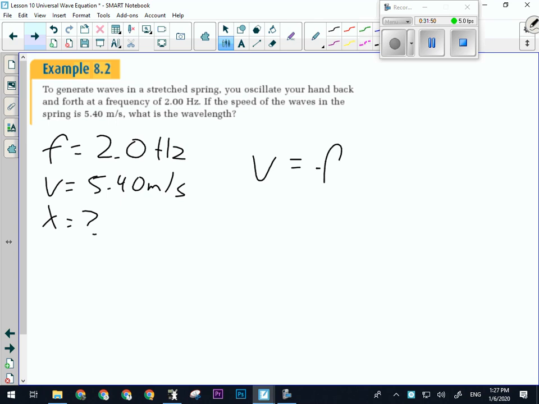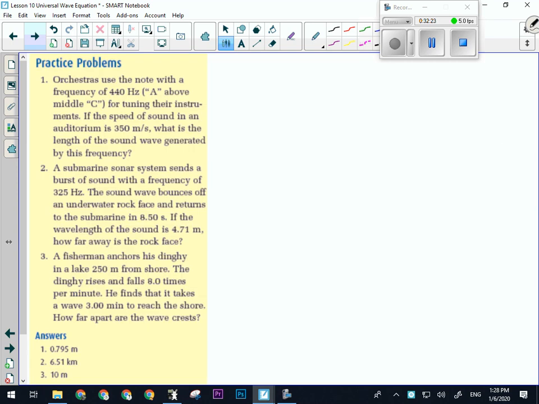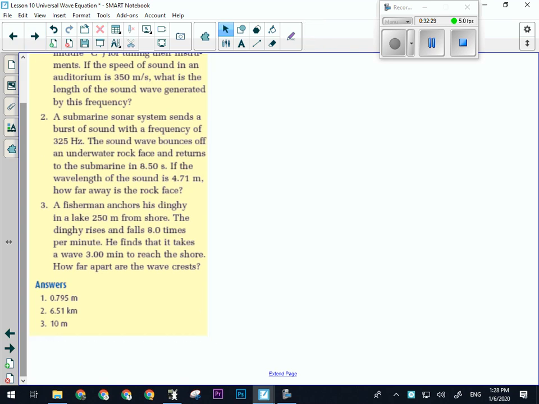Well, V equals F times lambda. So I divide both sides by F. That leaves me with lambda equals 5.4 divided by 2. That should give me 2.7 meters for the length of my waves. Fairly easy formula to use. That's about as easy as a universal wave equation question would get. Generally, they're going to have some kind of little trick in like the crests or the speed of light or the speed of sound or something like that. Okay, I want you guys to try these ones. I'll make them bigger so you can read them.